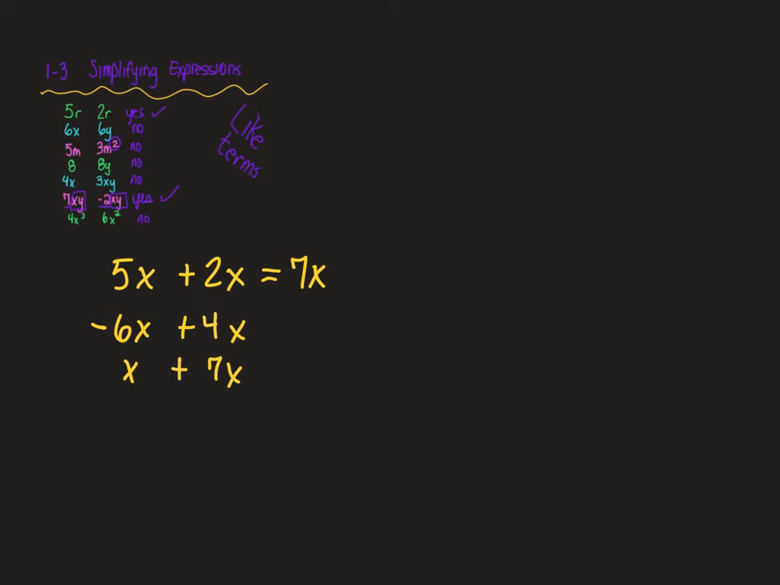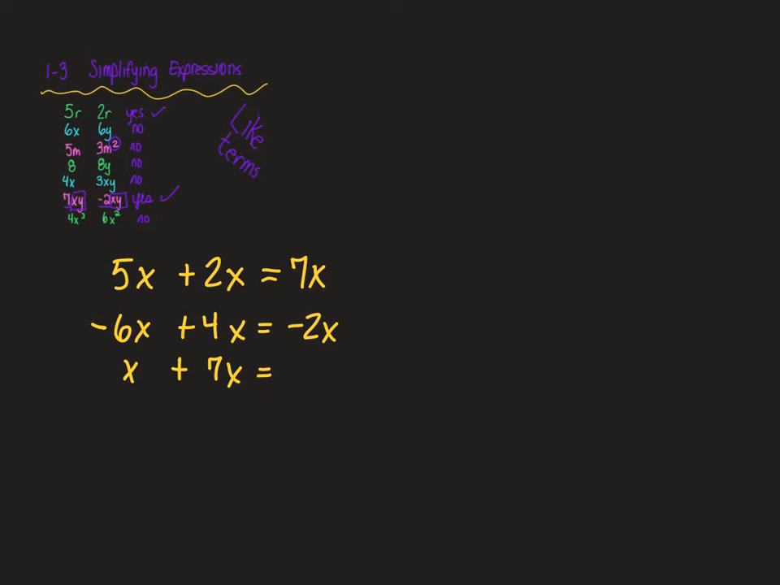Next example, I have negative 6x and I've got positive 4x. This plus sign is attached to the 4. This negative sign is attached to the 6. So I have 6 negative things, I have 4 positive things. Negative 6 plus 4 is negative 2, and I write x after it because it's the term, it's the type of food we have on our plate.